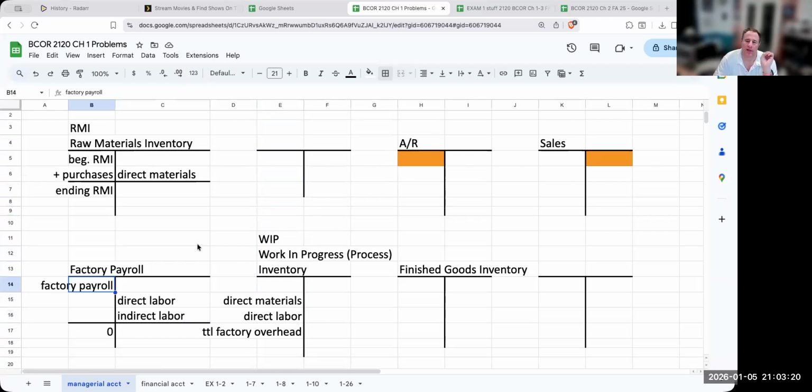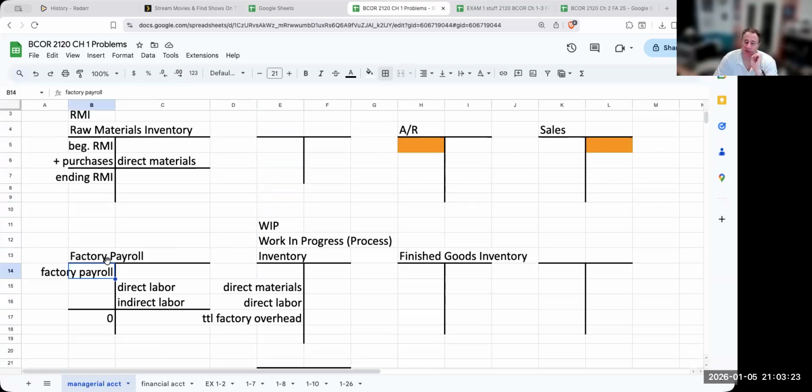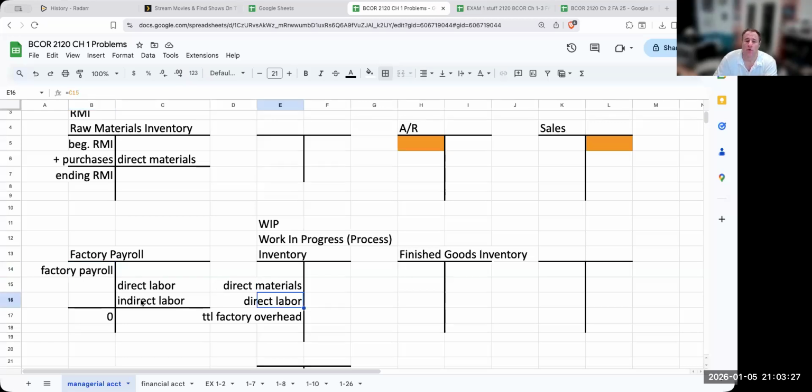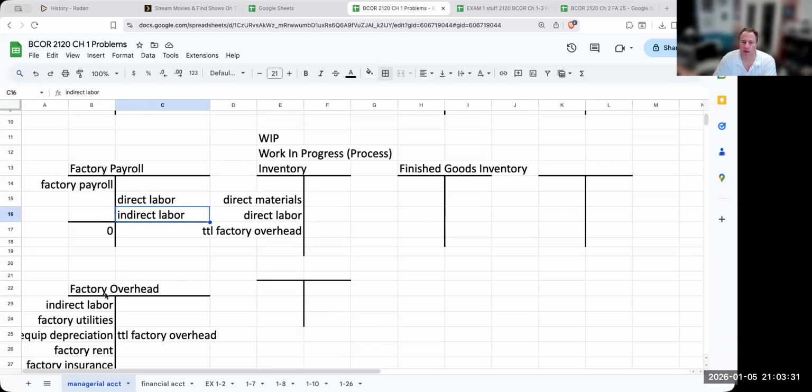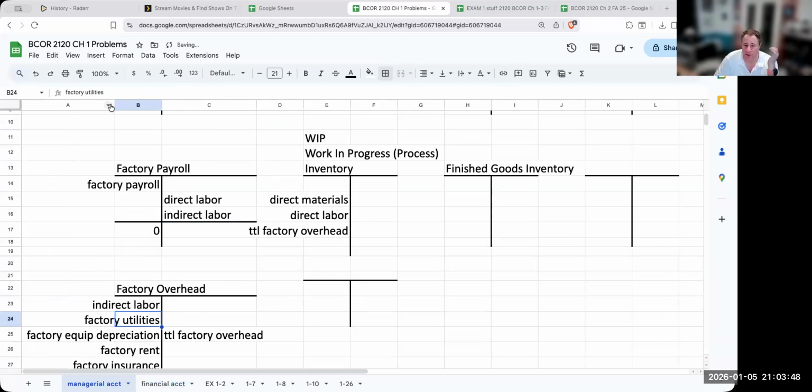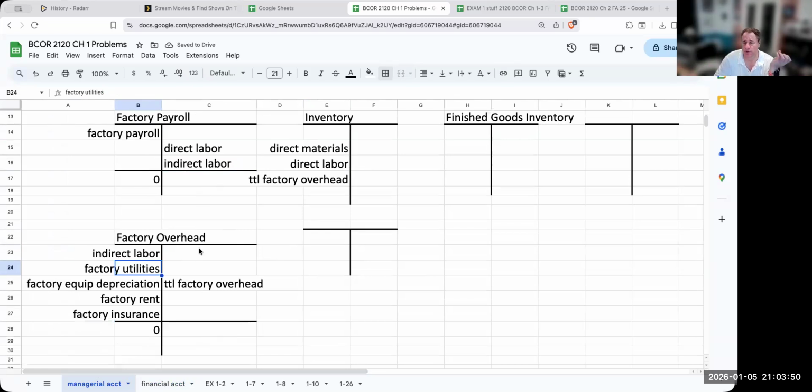But factory payroll has to go to zero. This does not have physical substance. We have to put it either as direct labor or as indirect labor. Where does indirect labor go? Well, we've got the materials, we've got the people working, but what about the floor space they're working on? That is our factory. We're going to call this our factory overhead. What's going to go in here? Indirect labor, and pretty much anything with the word factory. So it could be factory equipment depreciation, factory rent, factory insurance.